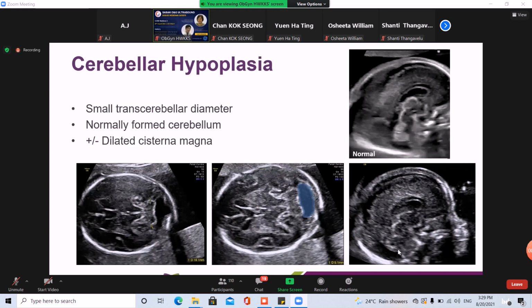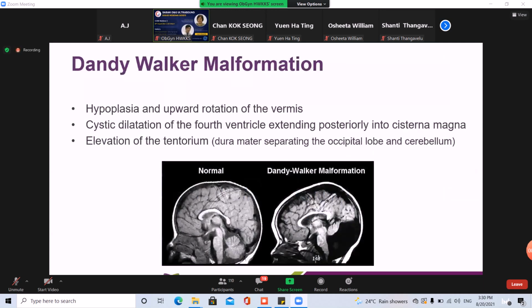When you look at the vermis here, the shape is normal, but you can compare it as small. So this is cerebellar hypoplasia. And the most important abnormality that you need to know is Dandy-Walker malformation. Now, Dandy-Walker malformation, the pathology is threefold. The most important abnormality is the hypoplasia and upward rotation of the cerebellar vermis. Now, this is the cerebellar vermis here, and this is Dandy-Walker malformation.